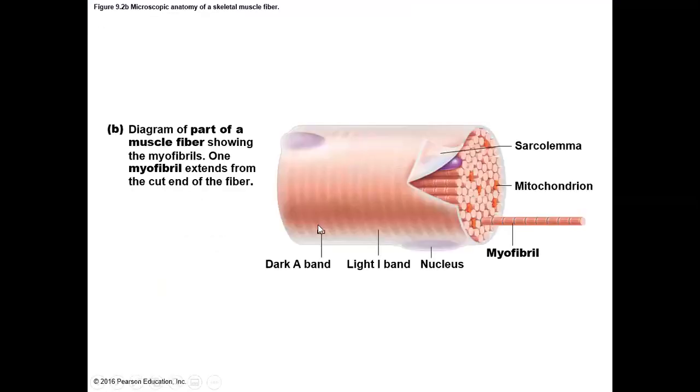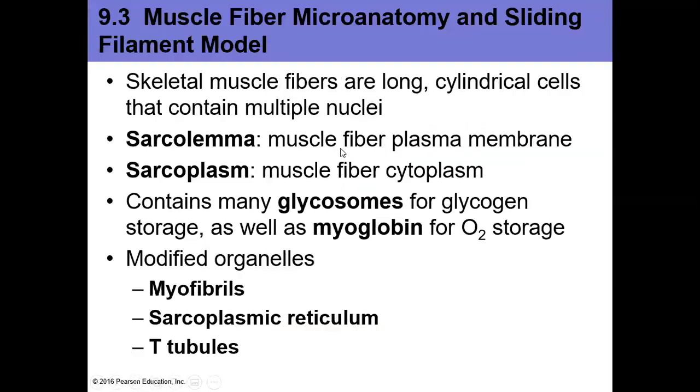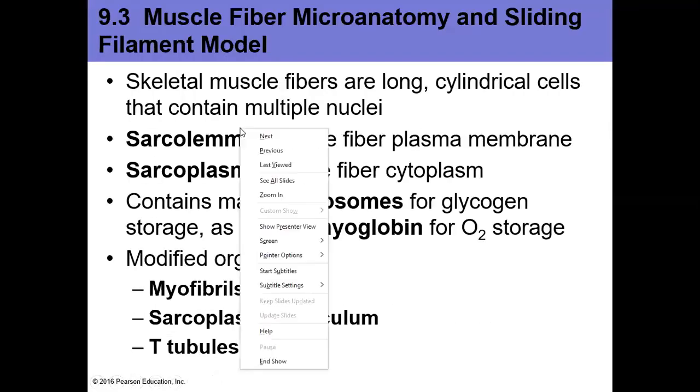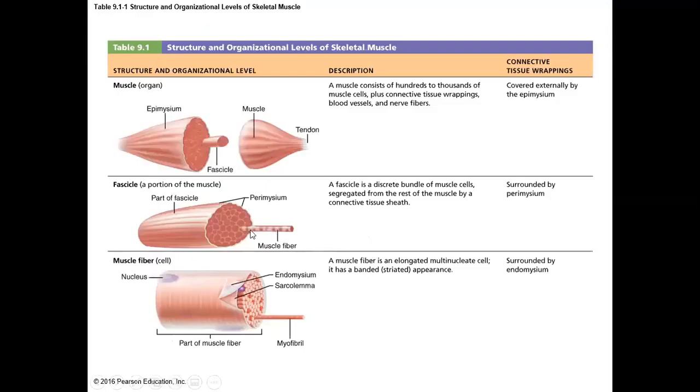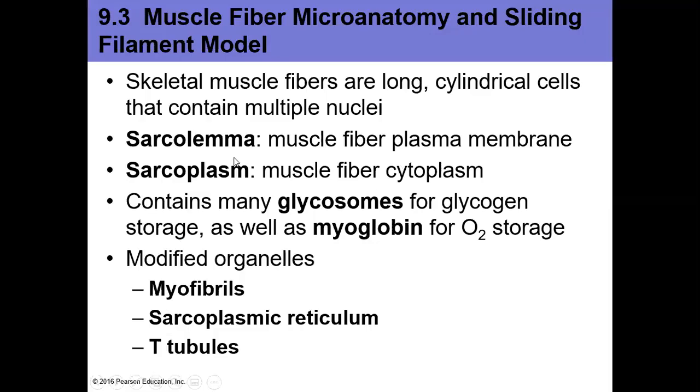Let me see something. Okay, let's go back. Okay. Muscle fiber microanatomy. So we're getting into each individual muscle fiber. Your muscle fiber has a plasma membrane that we call the sarcolemma. So instead of the plasma membrane, we call it the sarcolemma. And then the cytoplasm is the sarcoplasm. It just tells you where you are in the body when you say it that way.